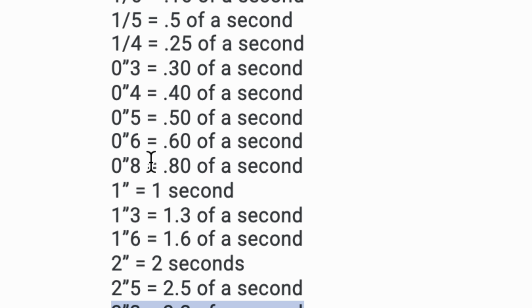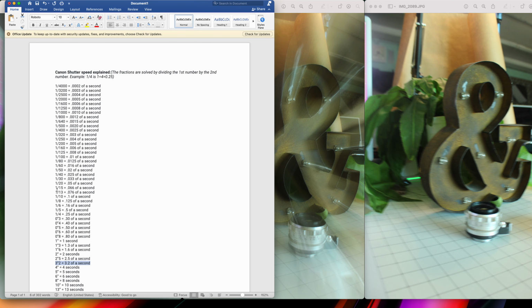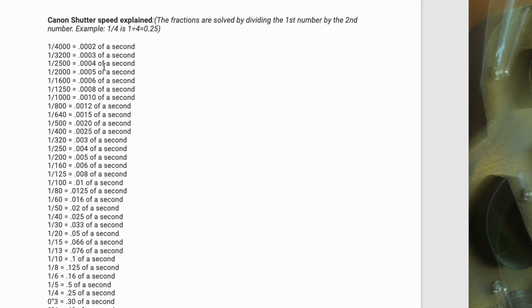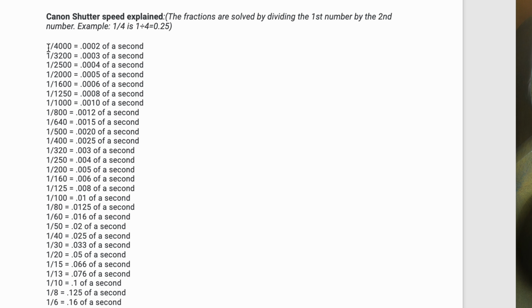Now, when it comes to fractions, like you see 1/4, most of us know that 1/4 of a second is 0.25. Just like with money, it's a quarter. You have 4 quarters in $1, but the fractions do get a little bit more complicated. So to figure that out, you could solve them by dividing the first number by the second number. So for example, 1/4000 equals 0.00025.